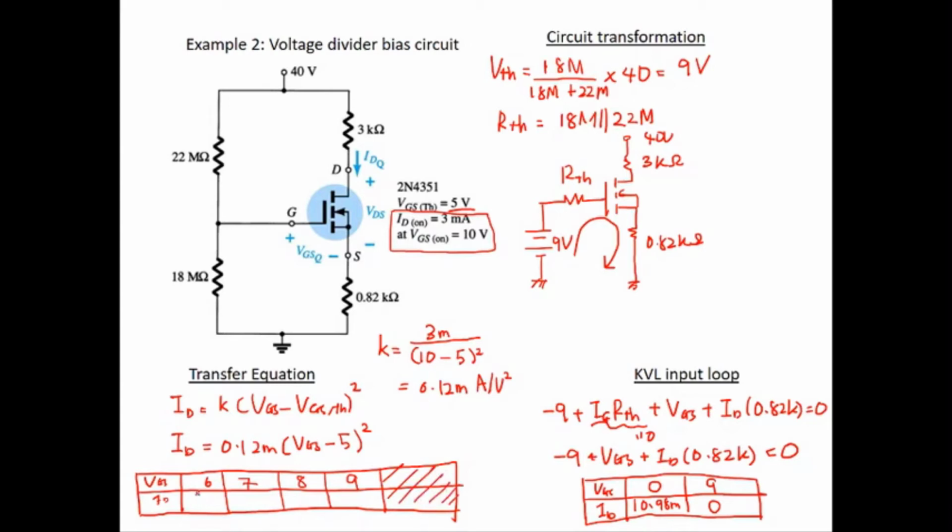When the voltage is 6, you get the value of 0.12 milli. When it is 7, 7 minus 5 is 2, squared is 4, so this is 0.48. When the voltage is 8, 8 minus 5 is 3, squared is 9, so 9 times 0.12 is 1.08. So this is 1.08 milli. And when the voltage is 9, this is 1.92. Okay, so you get these points, and then you can do your graphical solution.